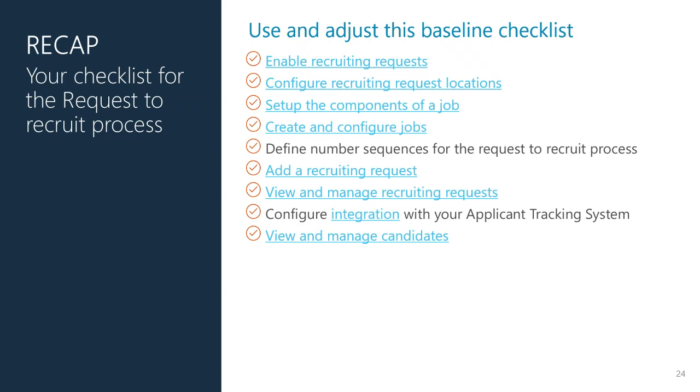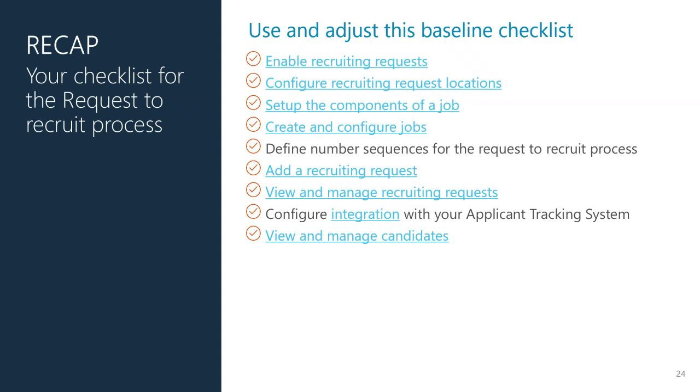You will need to define your number sequences for the request to recruit process. So there's 2 number sequences that are required. You'll set those up in the parameters page on the number sequences tab. Then you're ready to start adding recruiting requests, remembering that you can add recruiting requests in a few different ways. So a recruiting request can be added directly through the employee self-service workspace by a manager on the My Team tab, or a recruiting request can be added directly in the recruiting request page by someone who has that human resources manager role.